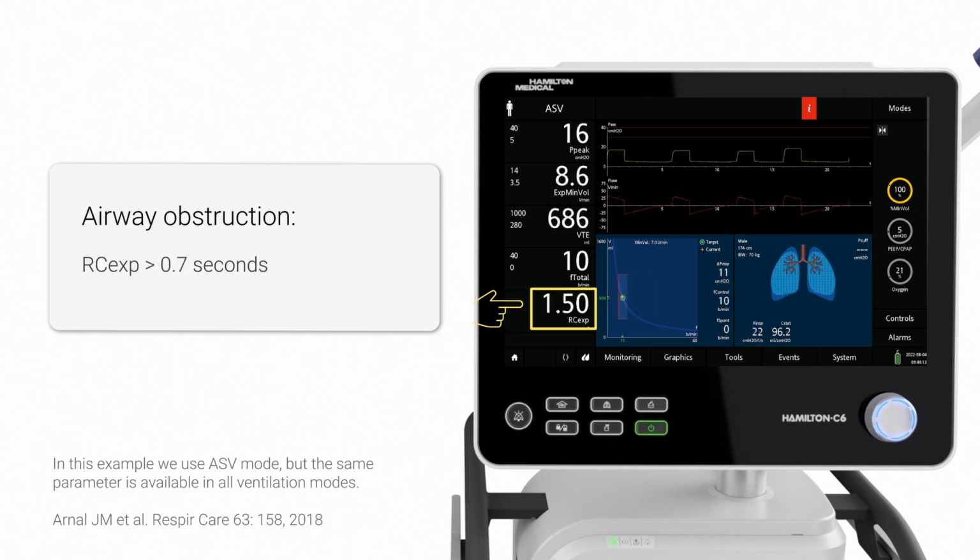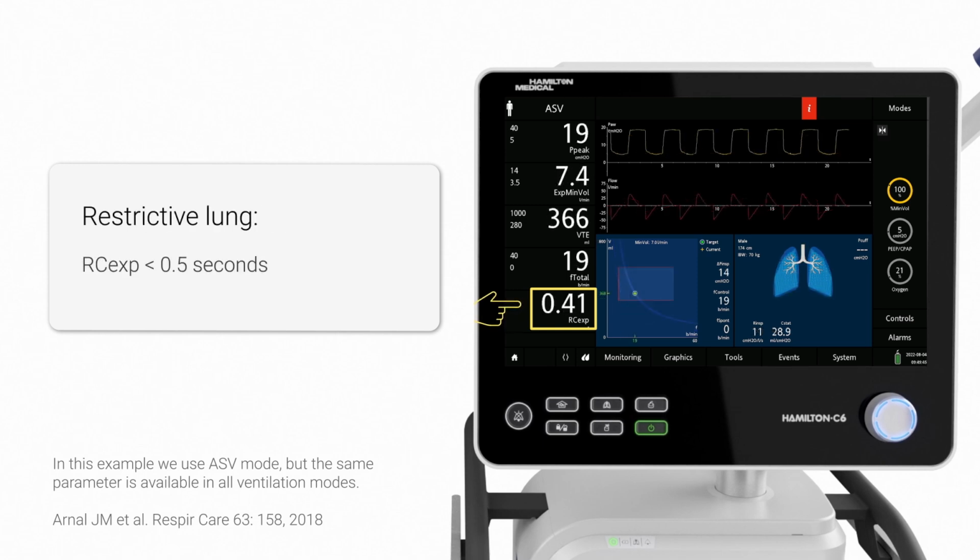RC-EXP of greater than 0.7 seconds is considered long and indicates increased resistance, which means a longer time is needed to empty the lung. This could be due to the patient having COPD, asthma, or bronchospasm. Other causes could also be secretions or an endotracheal tube obstruction.